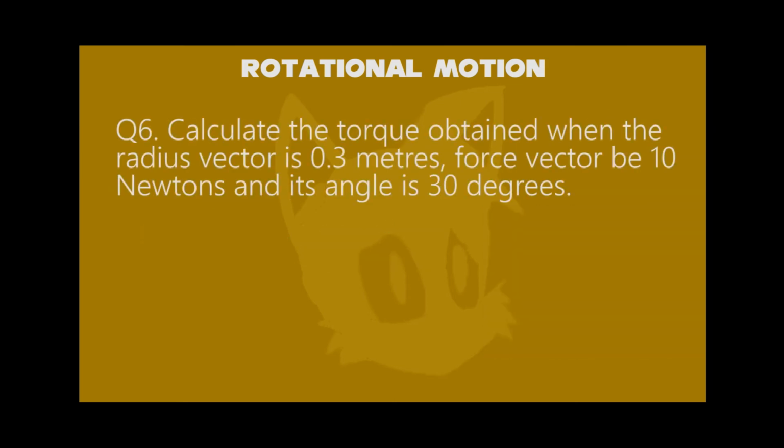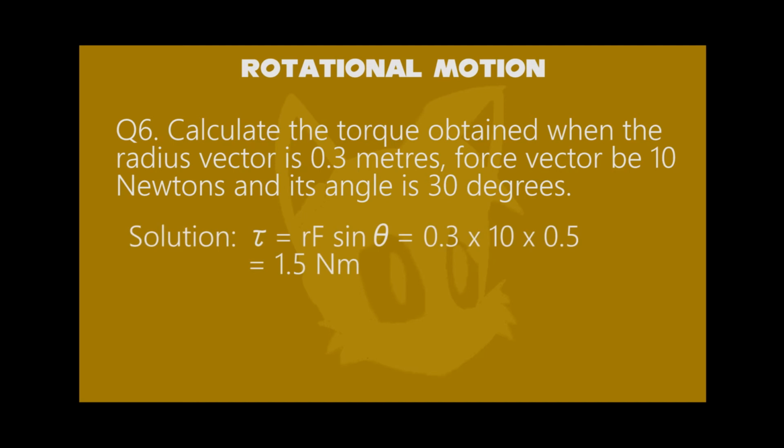Sixth question, calculate the torque obtained when a radius vector is 0.3 meters, force vector be 10 newtons and its angle is 30 degrees. The answer is 1.5 newton meter, since sine of 30 degrees is 0.5 value.